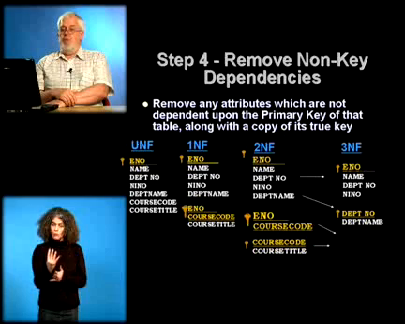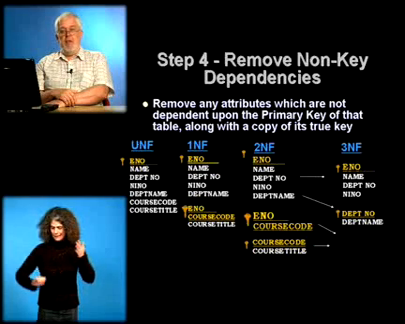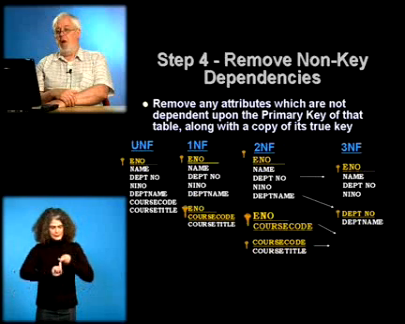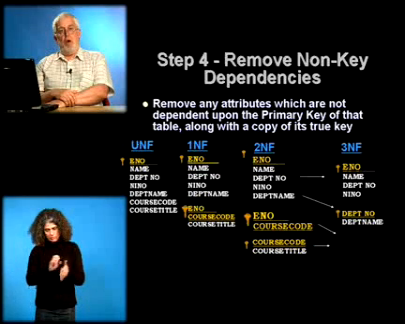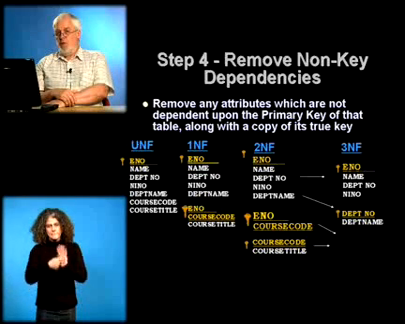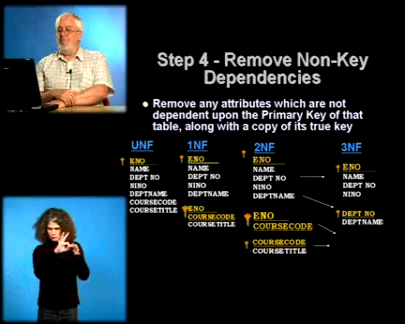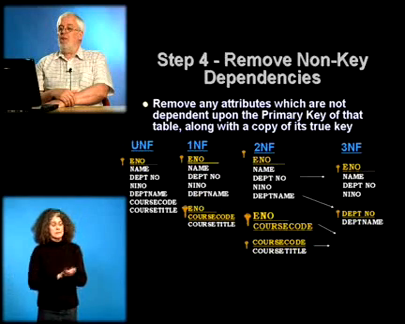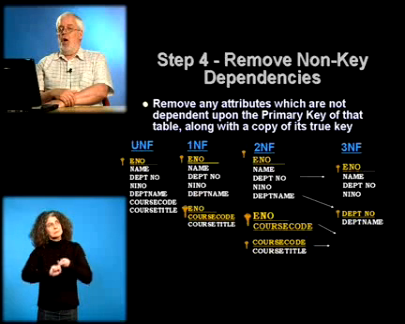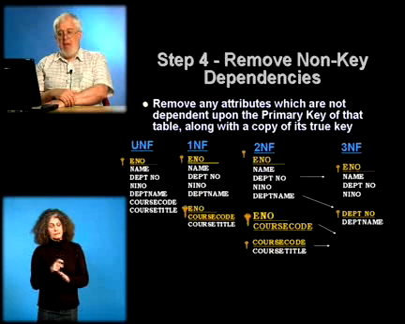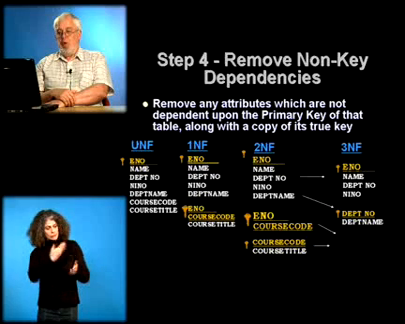Step 4 is to remove non-key dependencies. So we remove any attributes which are not dependent upon the primary key of that table along with a copy of its true key. Most of the time we will be working here on the first table in the relationship. So we ask the question, is it dependent on the primary key? So we take name and we ask, is it dependent on employee number?